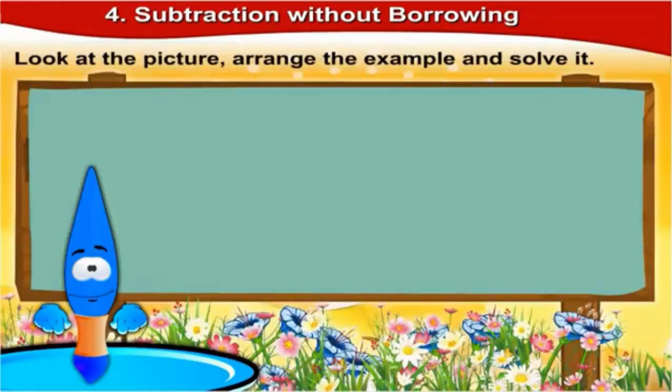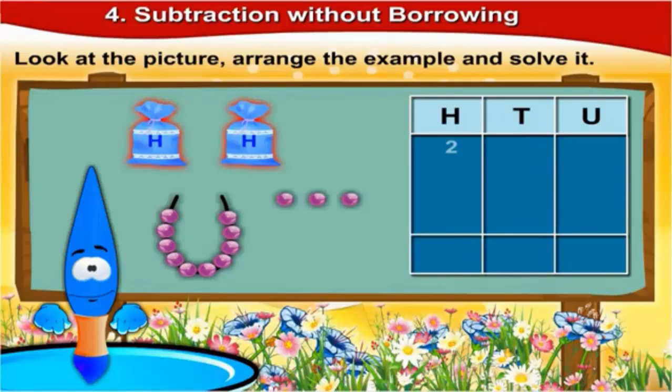Now let us see the next example. Here we have 2 hundreds, 1 ten, 3 units, and out of which we need to cancel 1 hundred, 1 ten, 1 unit. First subtract the units from the units. So 3 units minus 1 unit is 2 units. Now subtract the tens from the tens.